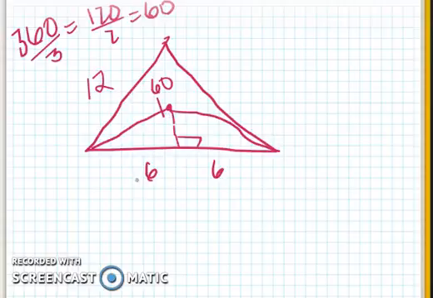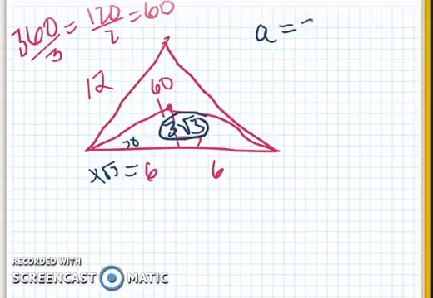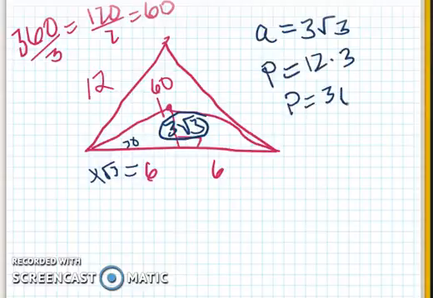That means 6 is in the x rad 3 position. When it's in the x rad 3 position, we go ahead and set it equal to x rad 3, which basically means the apothem here, which is right here, is going to become 3 rad 3. We divide by 3, multiply by rad 3. So there's our apothem, 3 rad 3. Our perimeter is going to be 12 times 3, which is going to be 36.